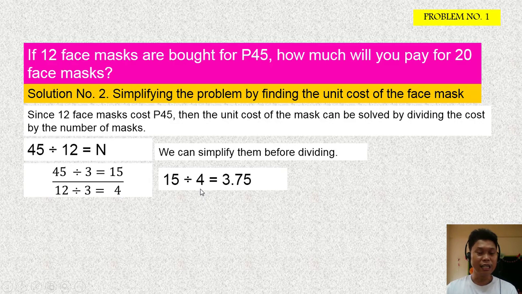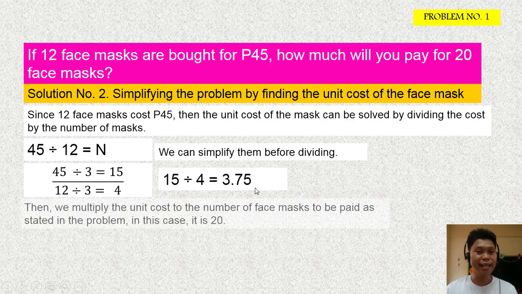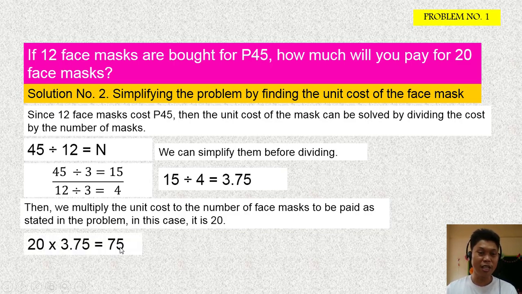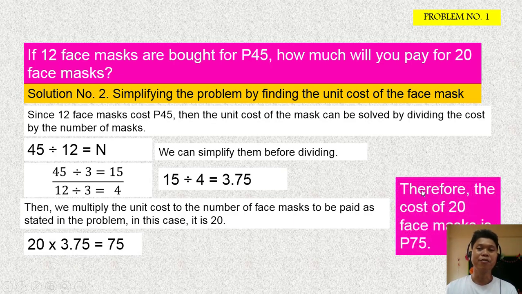Therefore, each face mask is 3 pesos and 75 centavos. And then, of course, i-multiply na natin sa 20. Okay? Kasi, kailangan natin kunin ang halaga ng 20 face mask. So, 3.75 times 20 is equal to 75. Therefore, the cost of 20 face mask is 75 pesos. See, magkapareha na yung sagot. Different approach on how to solve it.